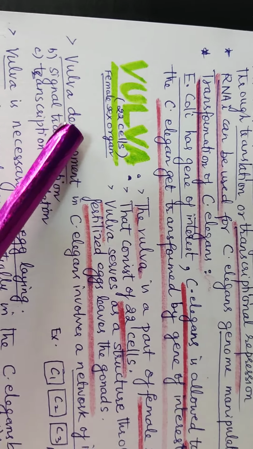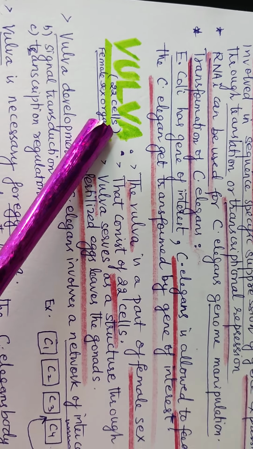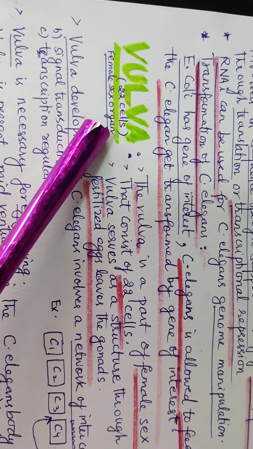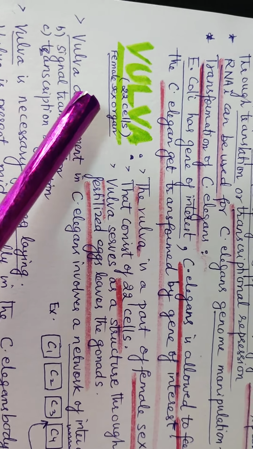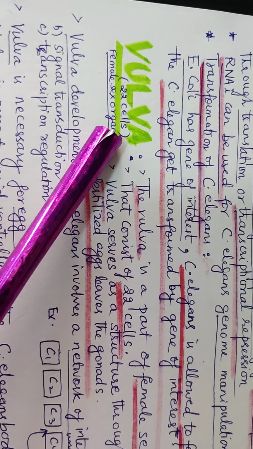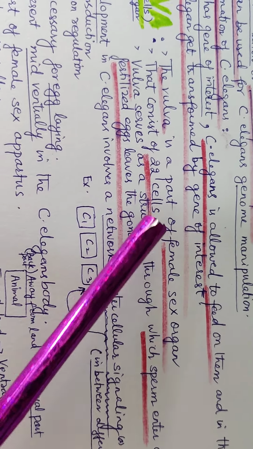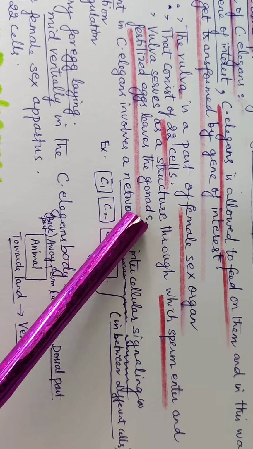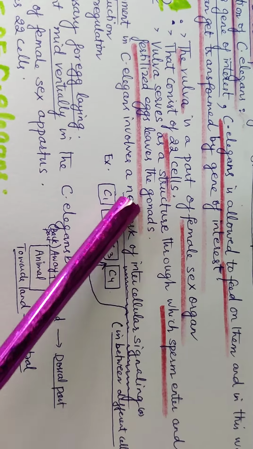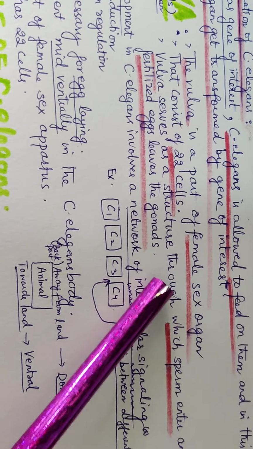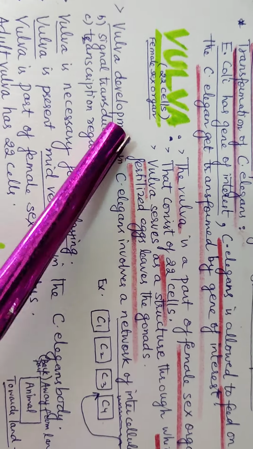Look at the word vulva. Here it is written 22 cells, female sex organ. Vulva is a female sex organ present mid-ventrally in the C. elegans on the ventral side, just mid-ventrally. 22 cells are there in that. The vulva is a part of female sex organ that consists of 22 cells. Vulva serves as structure through which sperm enter and fertilized eggs leave the gonads. Gonads, you know, male and female gonads, as we see in different organisms, and here vulva is a female gonad.